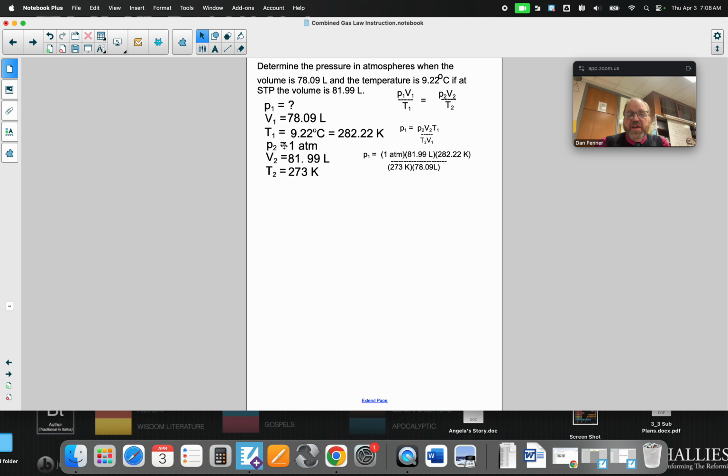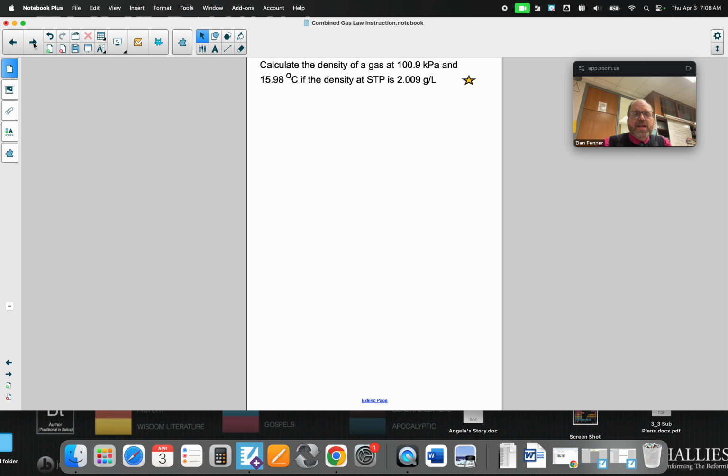Now let's check our sig figs. We've got 4 here. That's a constant, so it's infinite. We've got 5 here. Got 4 here. This is another constant, so it's significant. So 4, 5, and 4, least number is 4, so we'll have 4 sig figs in our answer. Get your calculator, multiply it through. Should get 1.085 atmospheres. All right, let's do the next one.